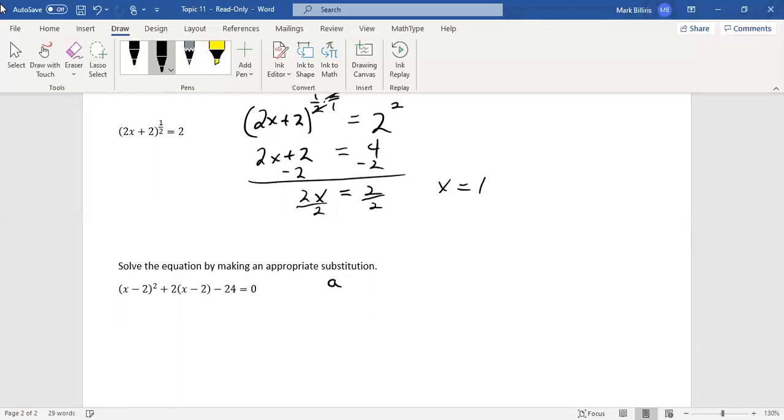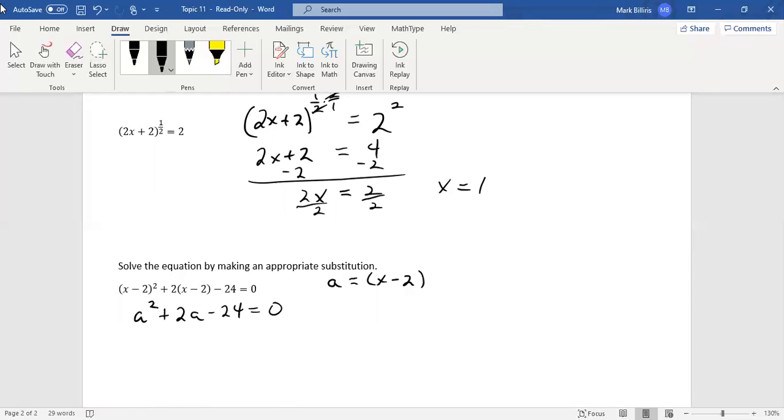So I'm going to make a equal x minus 2. The reason I'm going to do that is I'm going to make this quadratic and easier to solve. So in place of x minus 2, I'm going to put a. So instead of this being x minus 2 squared, this becomes a squared. And the middle term, instead of it being 2 times x minus 2, it's just going to become 2a for the time being. And we still have our minus 24 equals 0.